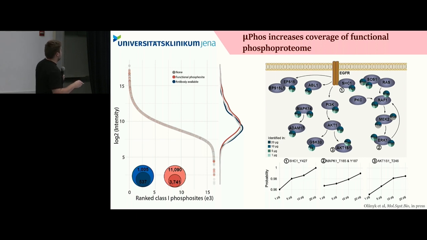And we were able to identify the vast majority of those from 1 microgram to 20 microgram of starting protein material with quite equal localization probability of more than 95%, meaning that now, even starting from much less material than from Western blots, we can identify tens of thousands of phosphosites with very high localization probability.